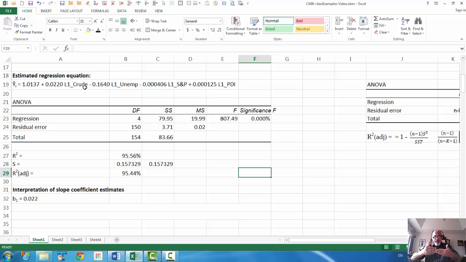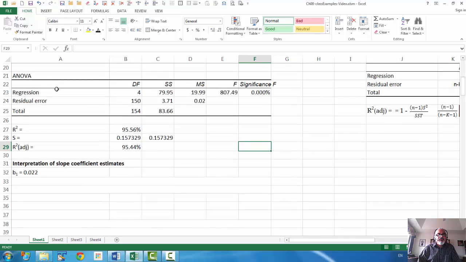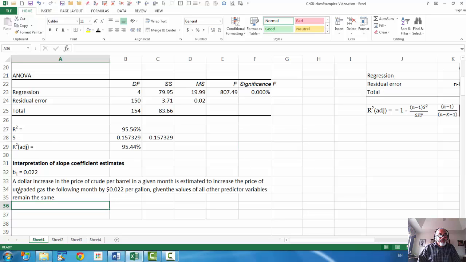So which means in a given month, if the price of crude per barrel goes up by $1, since this is lagged by 1, the price of unleaded gasoline the following month will go up by $0.022 per gallon. So that's how you should interpret. So a dollar increase in the price of the crude per barrel in a given month is estimated to increase the price of unleaded gasoline in the following month by $0.022 per gallon.